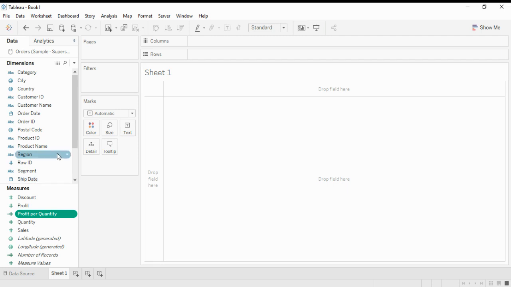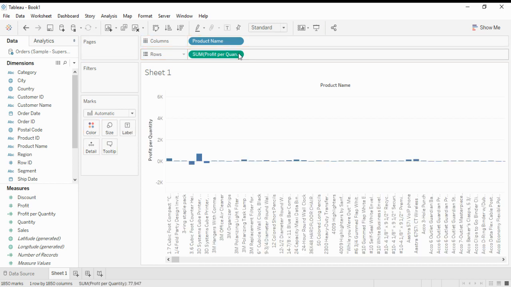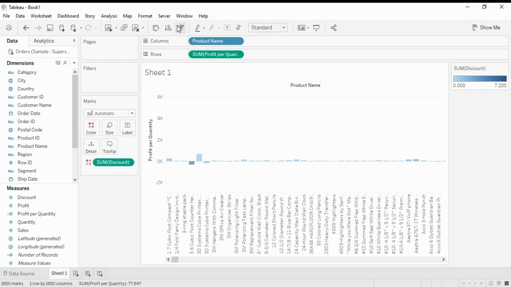We drag the product name dimension into columns, and we'll drag the profit per quantity measure into the rows shelf. Now the bar chart is created. We'll drag the discount measure onto the color, and we'll sort the data in decreasing order.